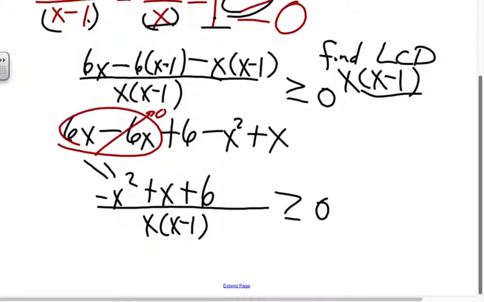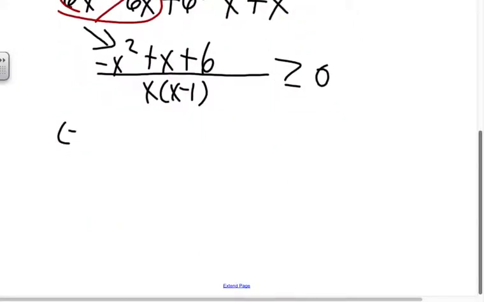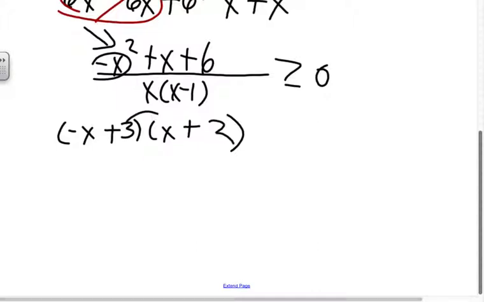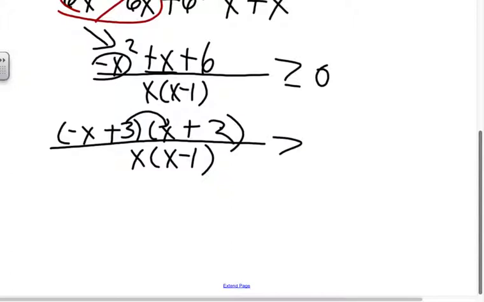Okay, just like on the other one, you're going to have to factor the numerator. So I'm going to have a negative x and an x. That gets me my negative x squared. I'm dealing with 3 and 2. If you do this for the middle term, you're going to get 3x minus 2x, which gives me x, over x times x minus 1. So that is your factored form. It has to be greater than or equal to 0.